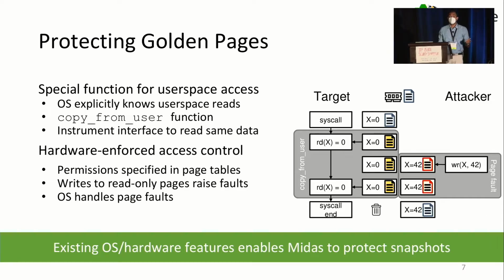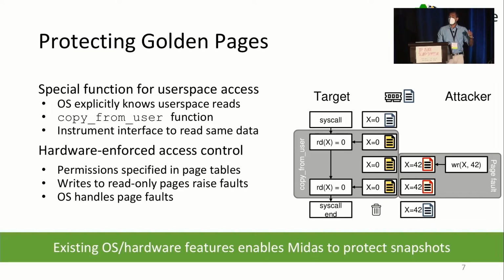The great news is we already have transfer functions such as copy_from_user. That's the Linux terminology. There is similar terminology for XNU or FreeBSD. And so the OS explicitly knows every user space read, and we instrument this function in order to implement this extra functionality. The other key event we need to track is when there is a concurrent write.